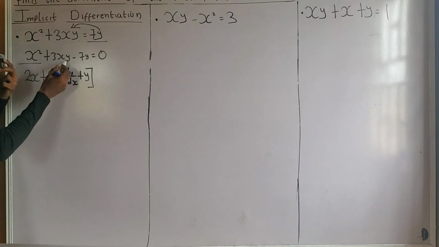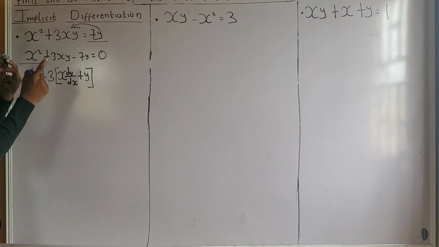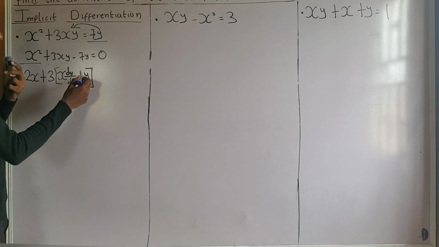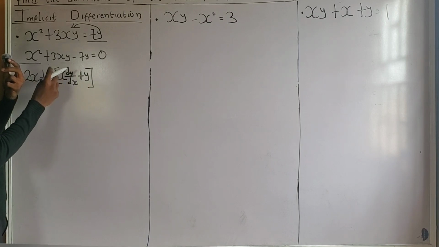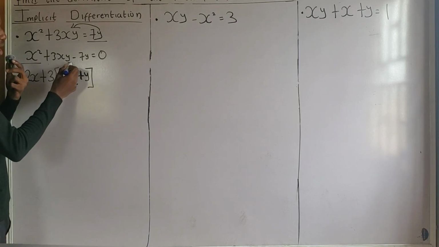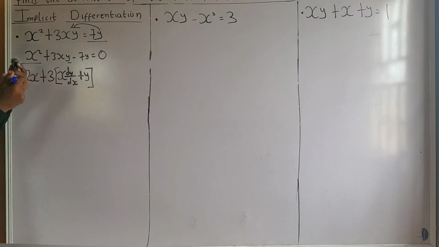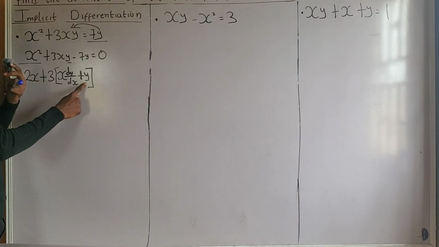So, having differentiated y, I got 1. 1 times dy/dx will give me dy/dx. Are you getting it? Then you have the addition sign. Now, you have to keep the second part, which is y. You are going to keep it constant. You are going to differentiate x. If you differentiate x, you are going to have 1. 1 times y, that is what? y. Are you getting it?